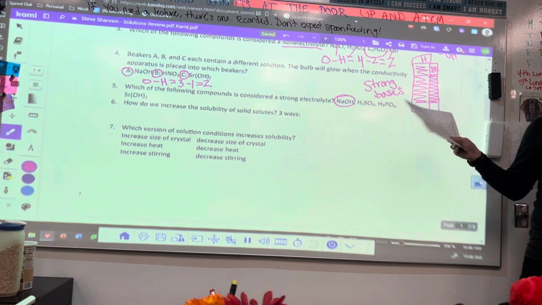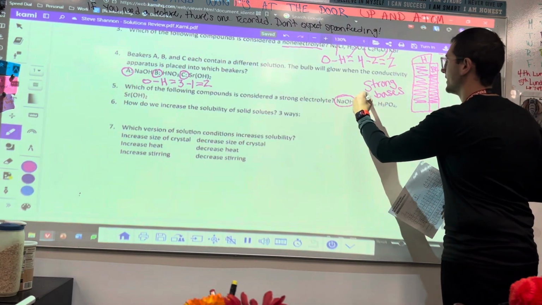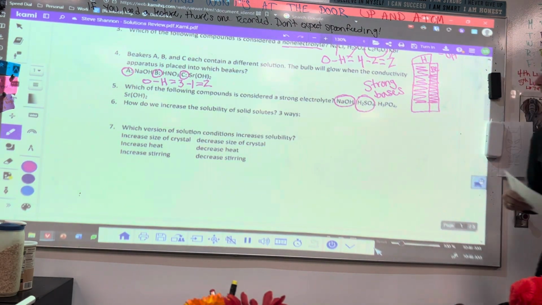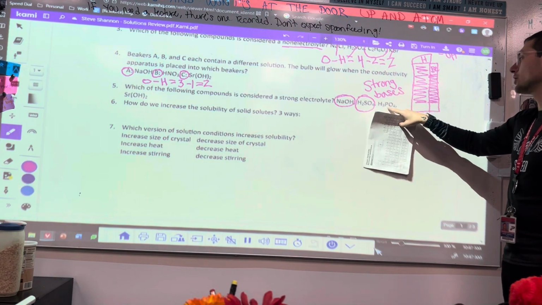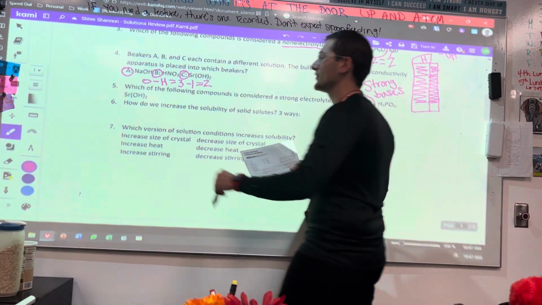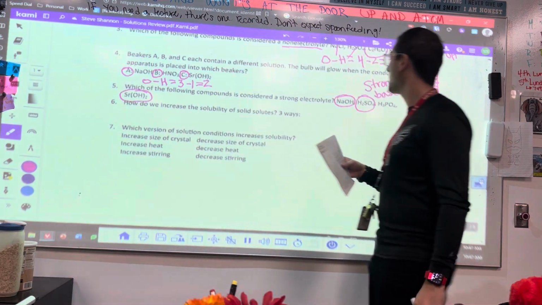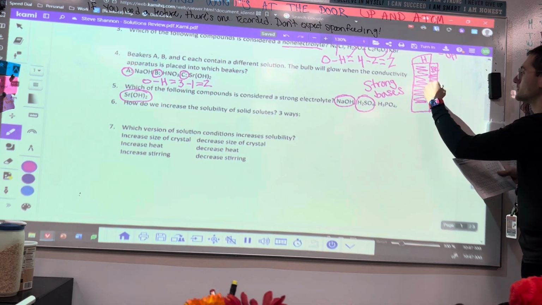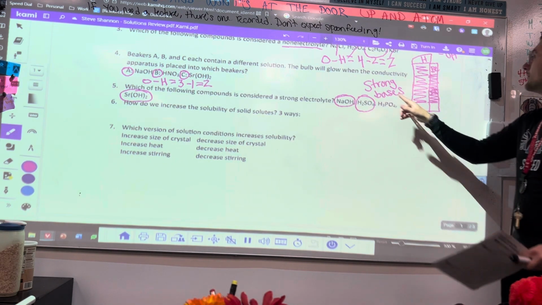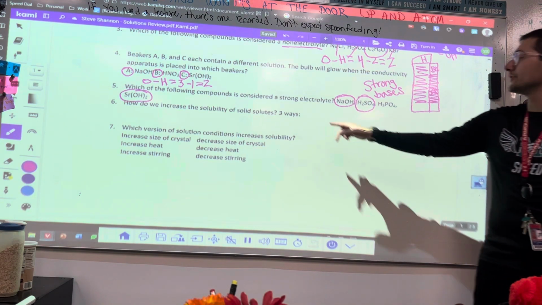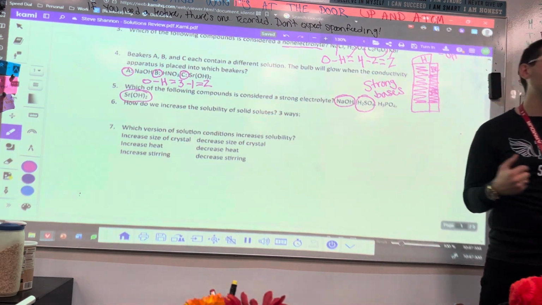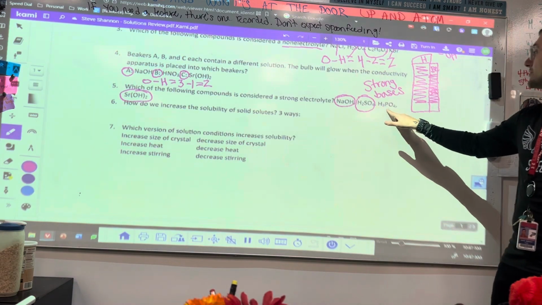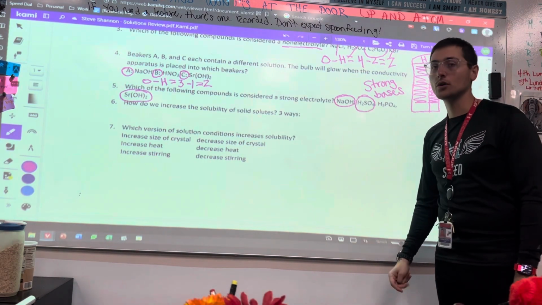H2SO4, we have 4 minus 2 on the oxygens and hydrogens. Yes, that is strong. H3PO4, 4 minus 3 on the H's is not going to be strong. So this is not a strong electrolyte. And then we have strontium hydroxide, which is a strong base. And if it's a strong base, strontium is right here. So if it is part of the strong bases, then it is a strong electrolyte. So the only answer that is incorrect here is H3PO4. All of the others are strong electrolytes.